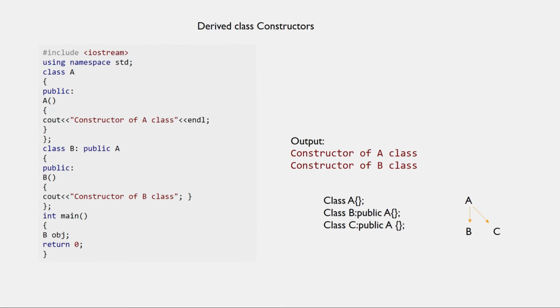Now we'll see an example of this. It always comes to the main program. This is an abstract base class, which means there is no object created for the base class.